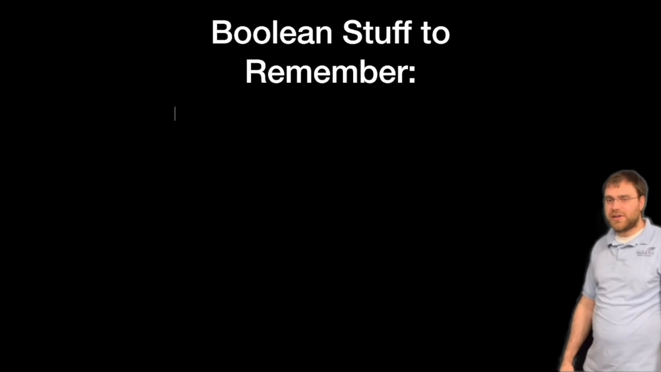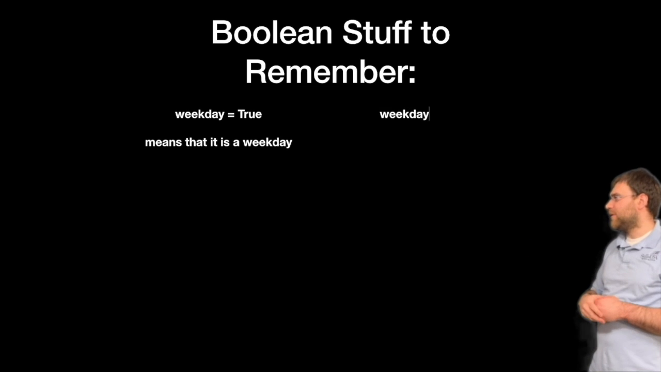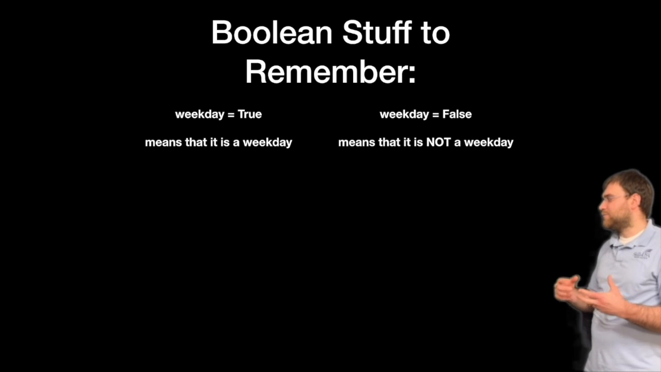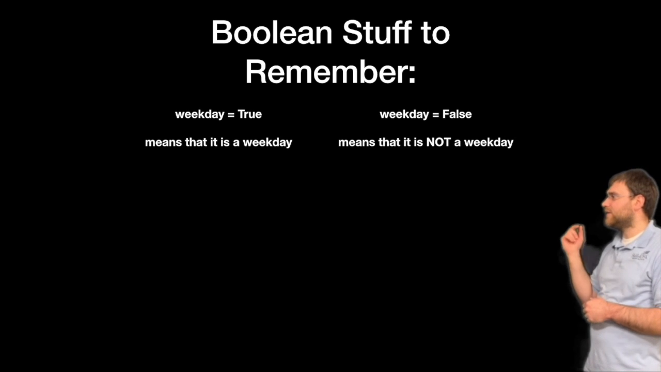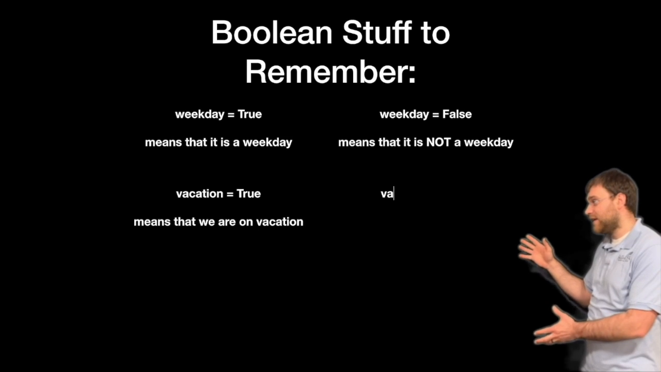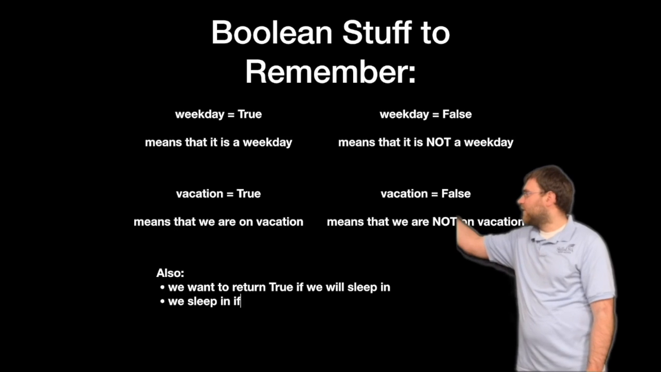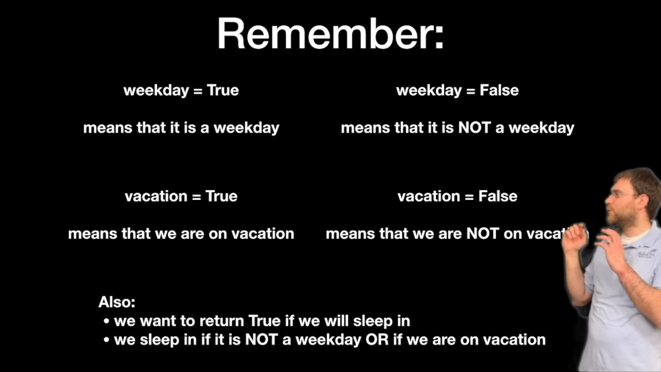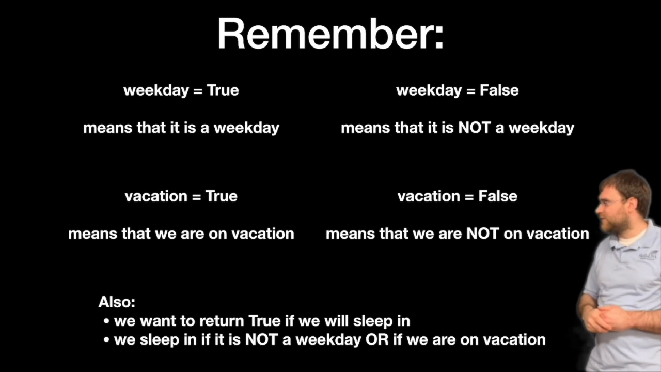We're going to start working first on sleep in, and I have some Boolean stuff to remember for that problem, and basically Boolean interpretation stuff to remember. I'm writing it down. So weekday equals true means it's a weekday. Weekday equals false means it's not a weekday. Vacation equals true means we're on vacation. Vacation equals false means we are not on vacation. All that should make sense, but sometimes the Boolean stuff gets complicated.